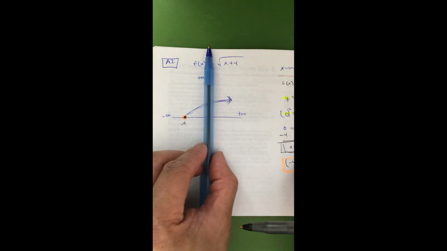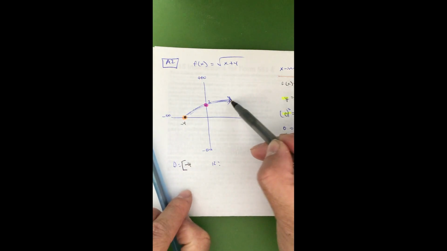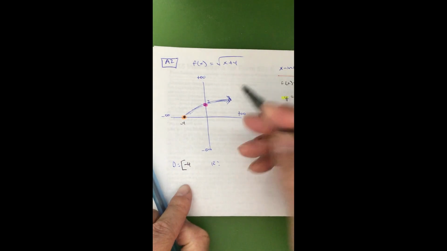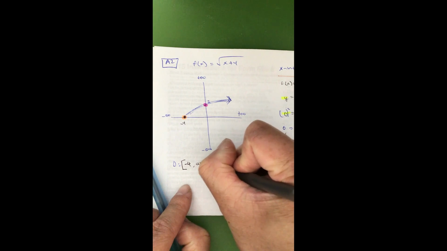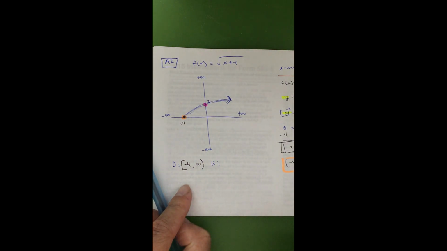As I keep going on, the last thing I touch is an arrow. That means towards positive infinity. Always, always, always with the parentheses.